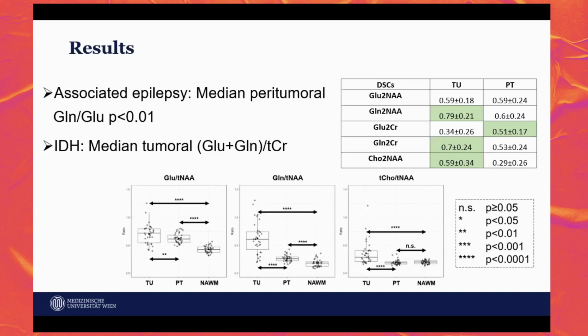What we see is that the ratios of glutamate to NAA, glutamine to NAA, and choline to NAA all behave differently. So choline, which is a clinically routine marker in spectroscopy, basically is not increased peritumorally. Glutamine is increased a bit, but also increased in the tumor, which we know previously. But glutamate is distinctly different from these in the peritumoral region.